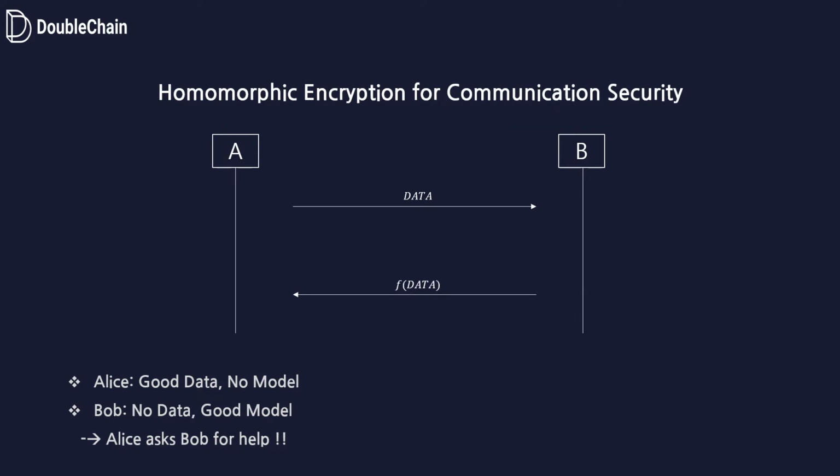Then, why do we need homomorphic encryption schemes? Consider the following situation. Suppose Alice has good data, but does not know how to handle this data. On the other hand, suppose Bob does not have good data, but he knows how to handle this data. So Alice sends the data to Bob, asking for help.